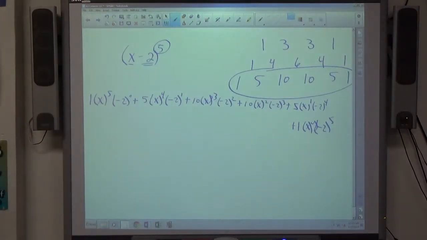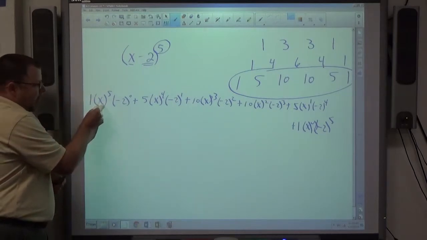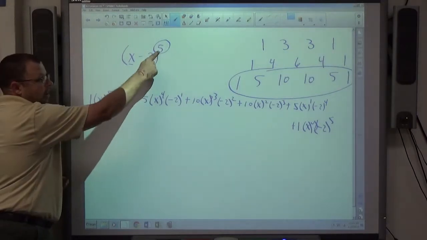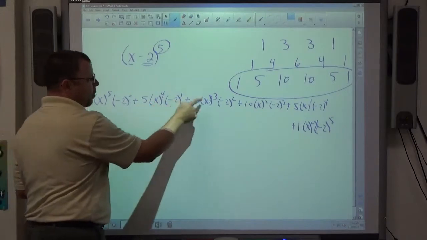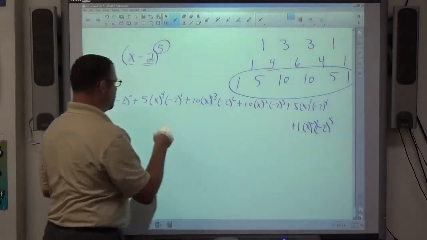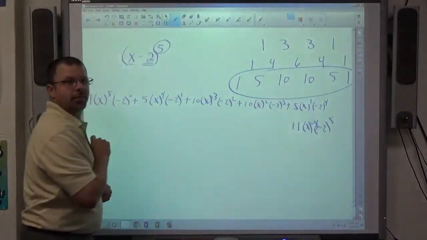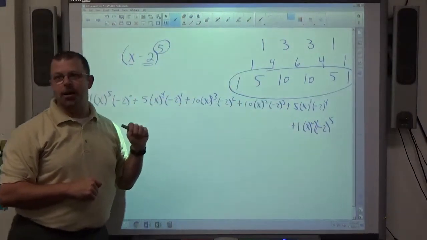That's how long it takes to write it down when you get good at it. All I'm doing is taking a number off of that. First object to the highest, second object to the lowest. 5 is the highest, 0 is always the lowest. X is counting down 5, 4, 3, 2, 1, 0. -2 is counting up 0, 1, 2, 3, 4, 5. And the numbers 1, 5, 10, 10, 5, 1 are the numbers coming off of Pascal's triangle.